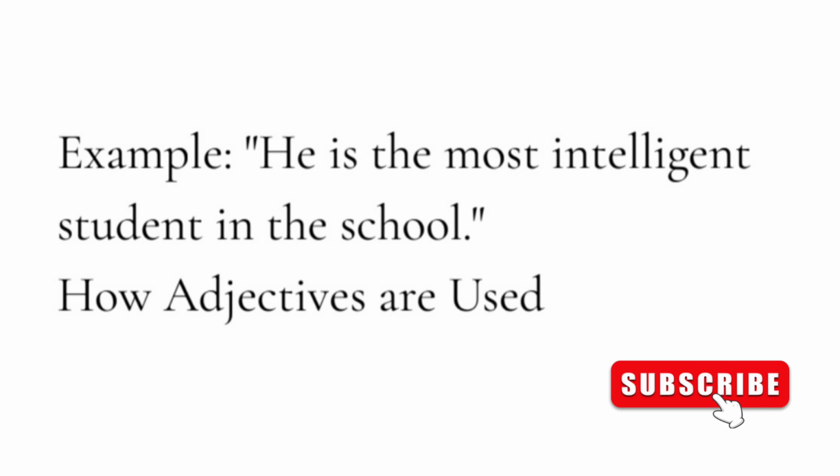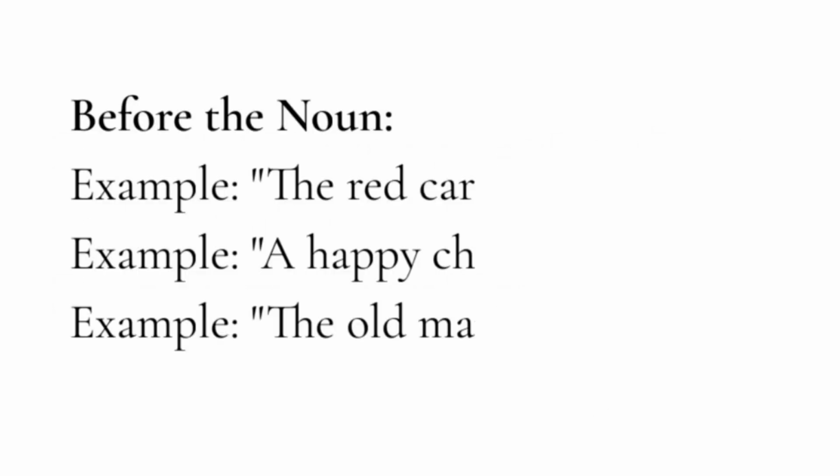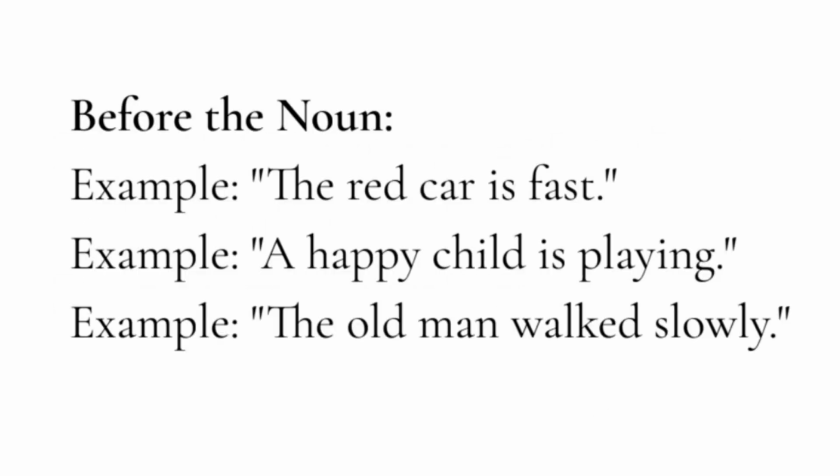How adjectives are used: before the noun. Example: the red car is fast. Example: a happy child is playing. Example: the old man walked slowly.